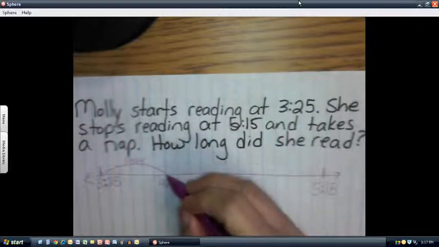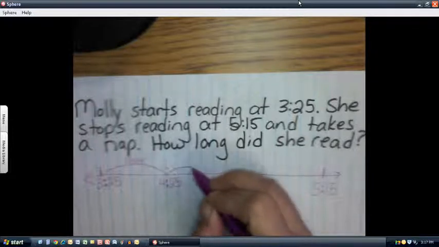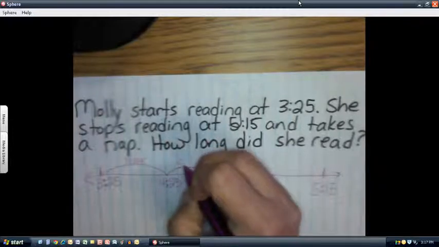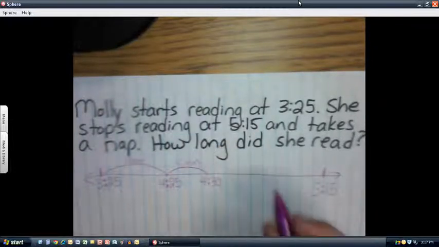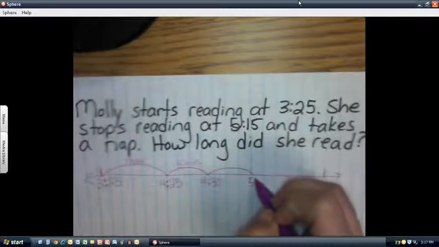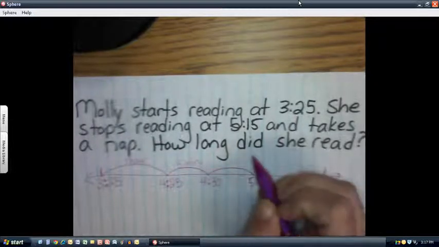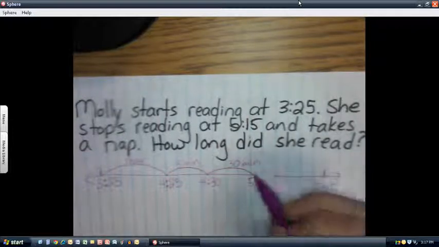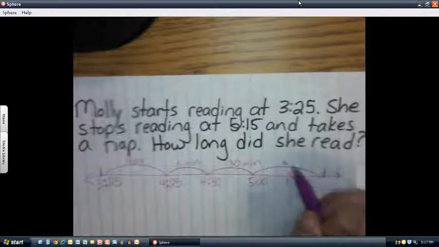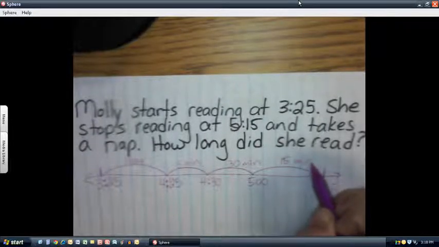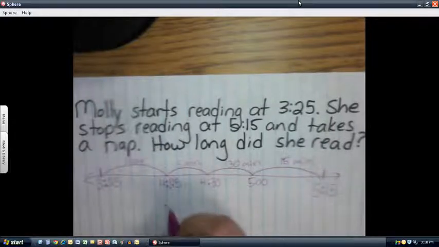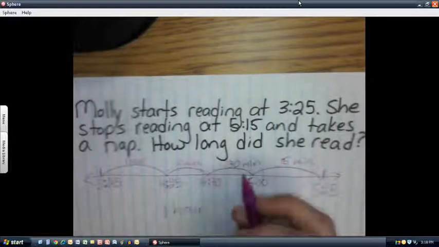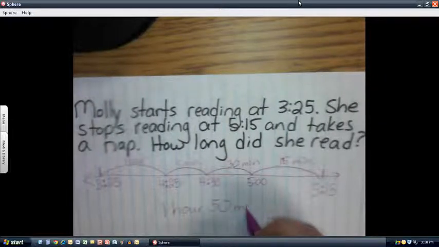So I'm going to go to 4:30. That would be 5 minutes. Now I'm going to go to 5 o'clock. I know from 4:30 to 5 o'clock is 30 minutes. And then I have from 5 to 5:15 is 15 minutes. So this time it's 1 hour, and 30 and 15 is 45. 5 more is 50 minutes.